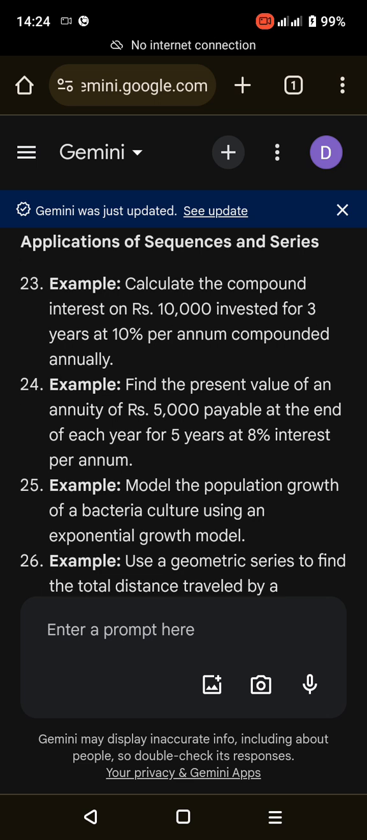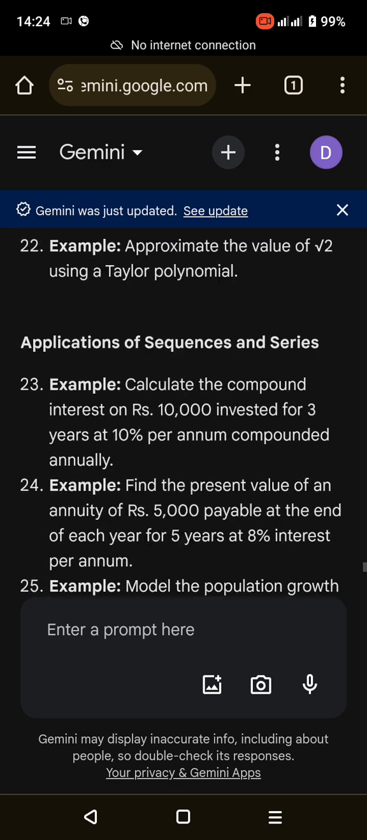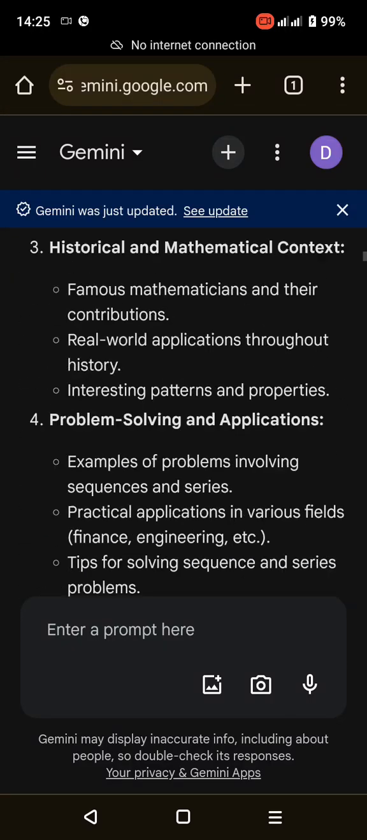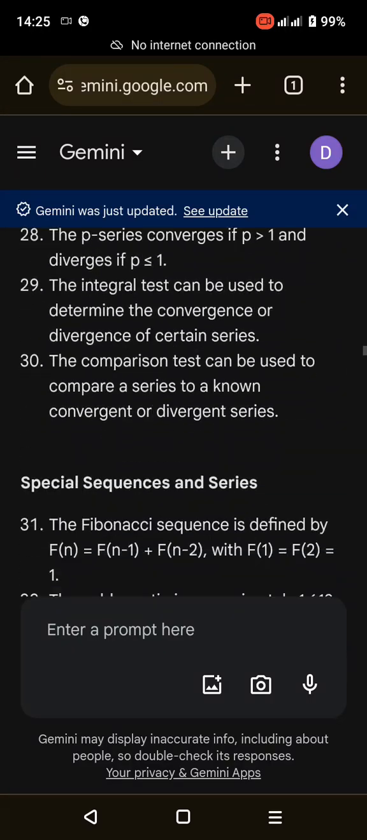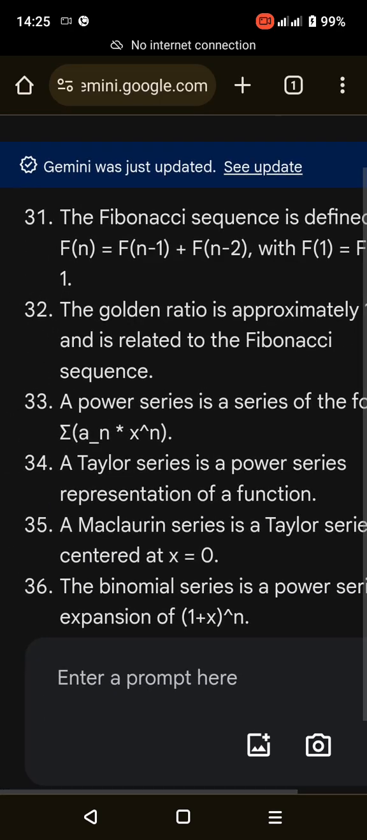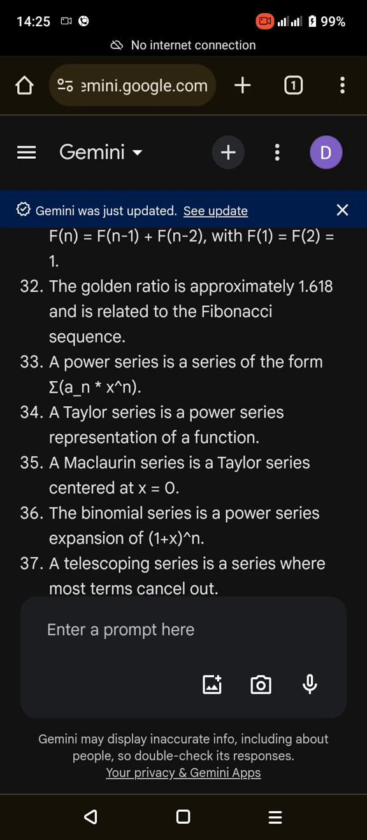Special sequences and series. 31. The Fibonacci sequence is defined by f_n equals f_(n-1) plus f_(n-2), with f_1 equals f_2 equals 1. 32. The golden ratio is approximately 1.618 and is related to the Fibonacci sequence.